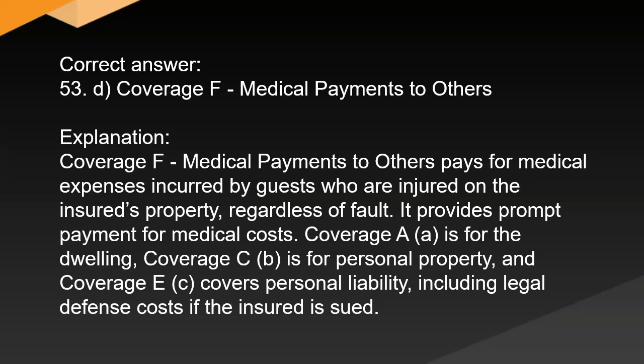Correct answer. D. Coverage F. Medical payments to others. Explanation. Coverage F, medical payments to others, pays for medical expenses incurred by guests who are injured on the insured's property, regardless of fault. Provides prompt payment for medical costs. Coverage A is for the dwelling. Coverage C, B, is for personal property, and coverage E, C, covers personal liability, including legal defense costs if the insured is sued.